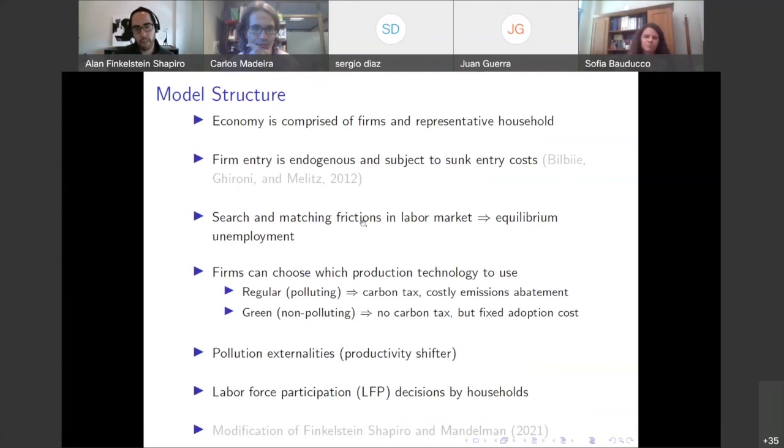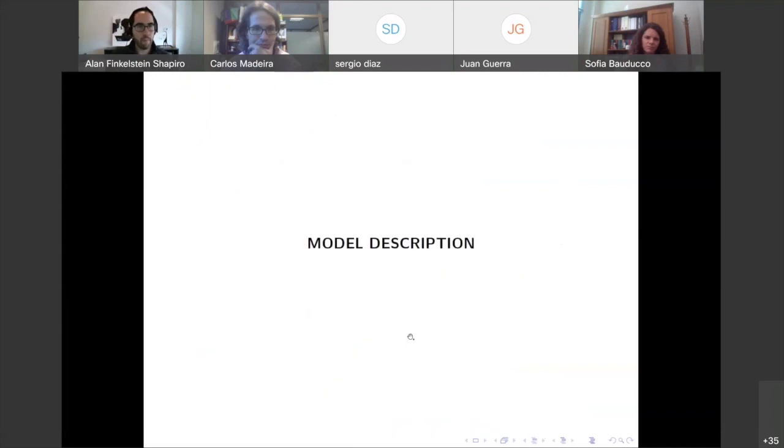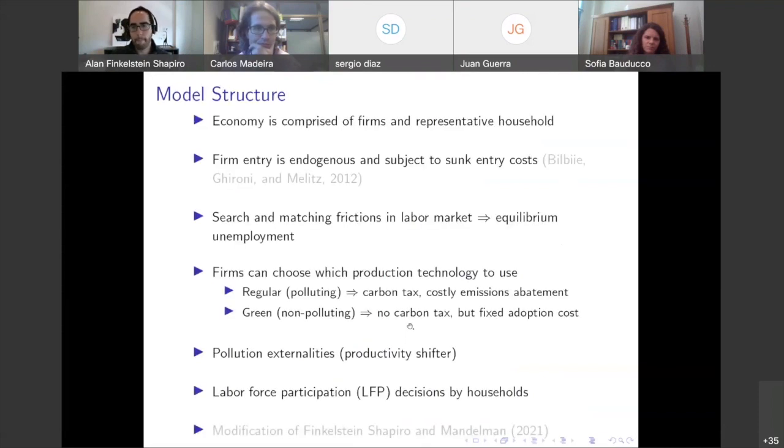And again, as I mentioned, there's this margin of participation in the labor market that households end up being in charge of. This setup, excluding this carbon tax and green technology, is actually rooted in some work that I have with Federico Mandelman that looks at technology adoption in digital markets. But it's basically built on that setup where you get to choose which technology you use in a very tractable environment. Adam? Yeah. May I ask a question?